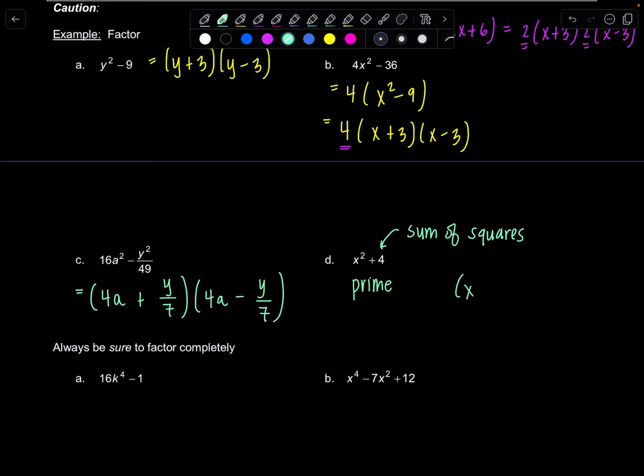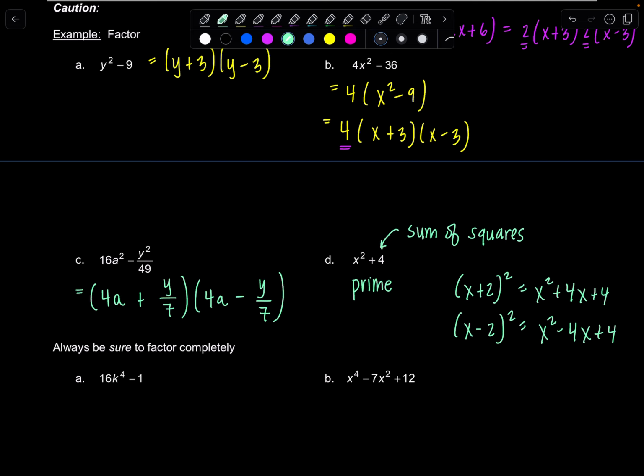It's not x plus 2 quantity squared, because that would be x squared plus 4x plus 4. Nor is it x minus 2 quantity squared. That would be x squared minus 4x plus 4. And x plus 2 times x minus 2 would be x squared minus 4. So see how a sum of squares is always prime over the real numbers.